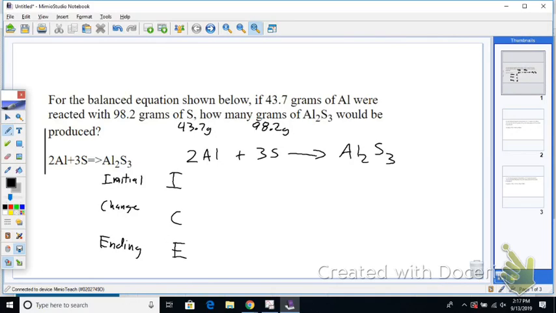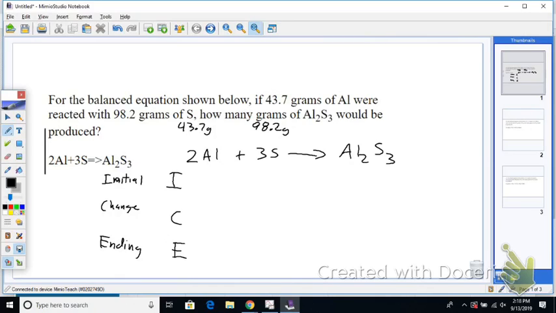So it'll tell you how much. If you have an ending amount down here that's 0, that's your limiting. So if you take the initial, subtract the change, the amount that reacts, from the initial, and you end up with 0 on one of these, then that's going to be your limiting. And the other one that ends up with extra left over, that didn't react. That's called your leftover amount.